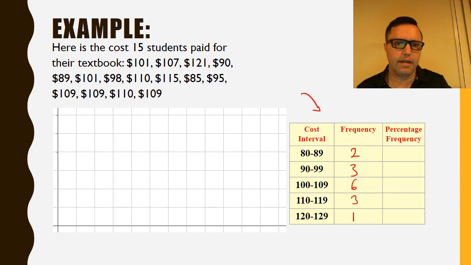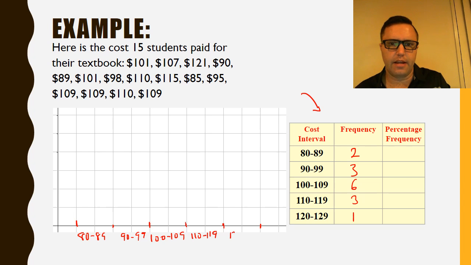So let's make what we got, 1, 2, 3, 4, 5. So this is our 80 to 89. This is our 90 to 99. This is our 100 to 109. 110 to 119. And 120 to 129.